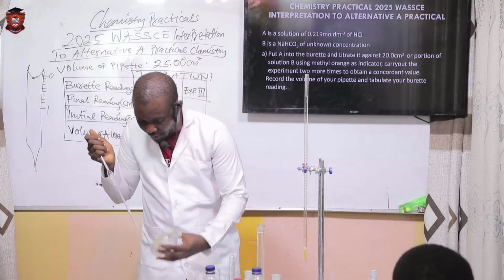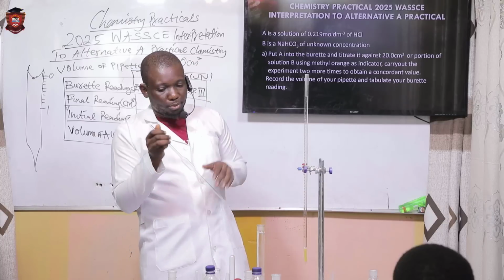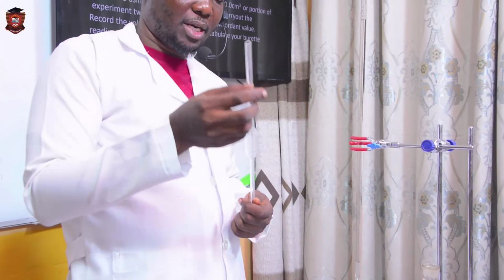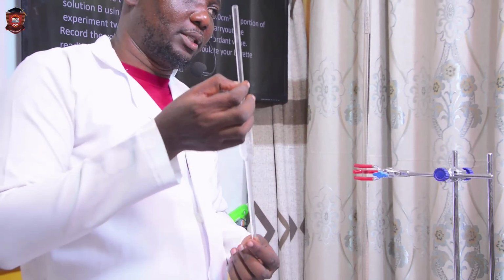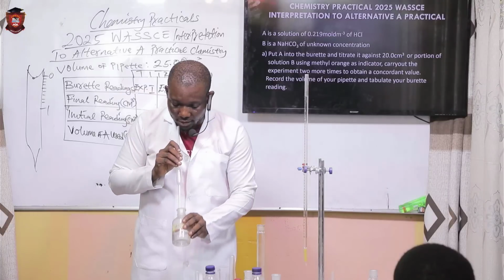So we have to measure. Just like you have your burette, there is also a mark on this pipette. It's not graduated, it's not calibrated, but once you have your solution on this mark, which is assumed to be 25, then you transfer it to the conical flask. Okay, let's see it.